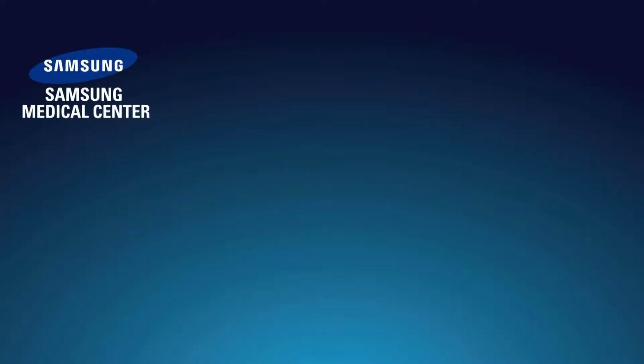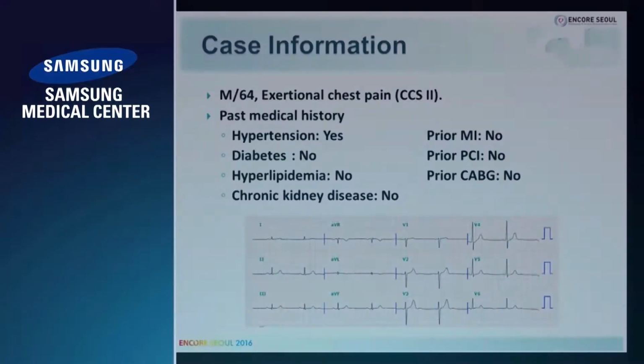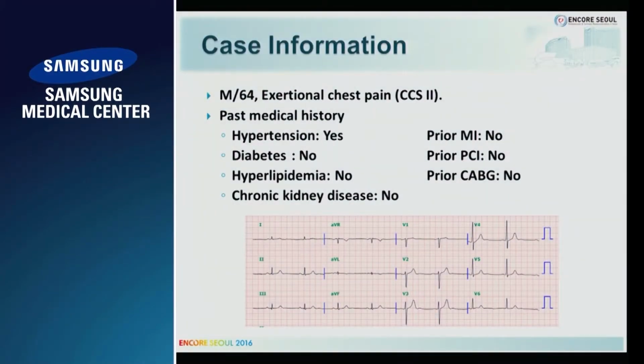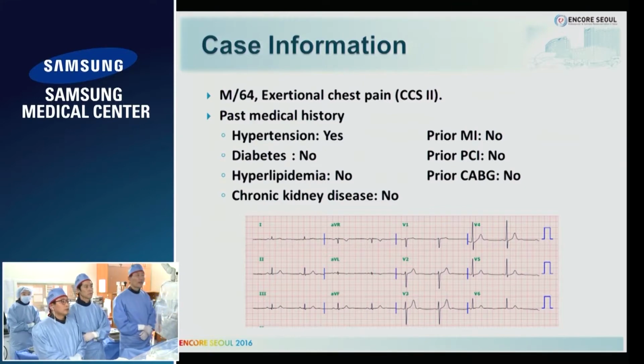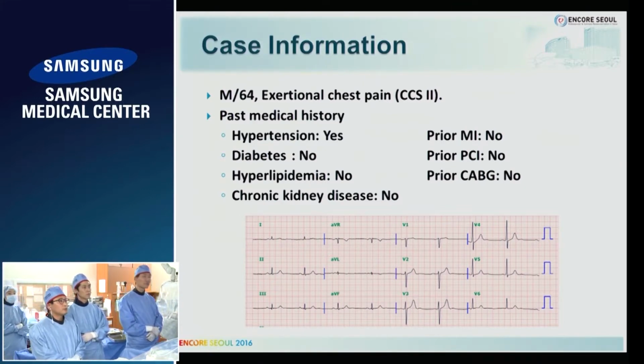Today, I prepared some BRS cases for bifurcation. Dr. Lee, please introduce the case. A 64-year-old male presented with CCS class 2 effort angina. He had hypertension. Baseline resting ECG showed no significant ST-T change.